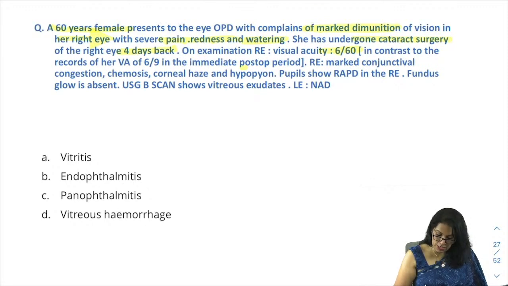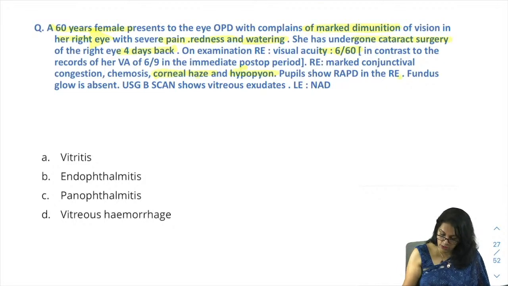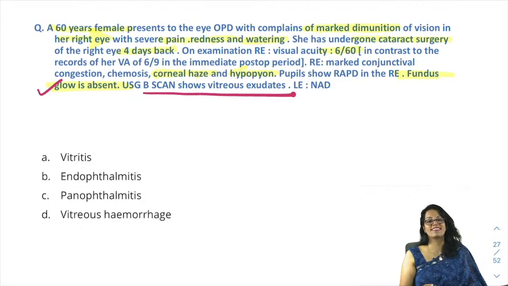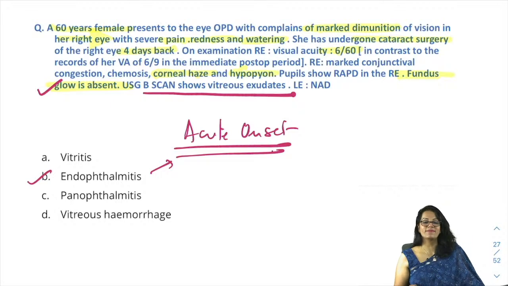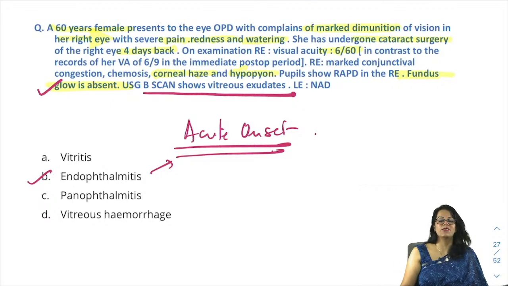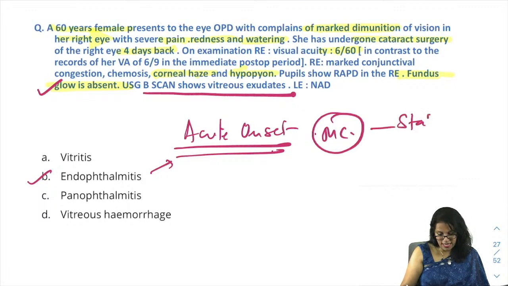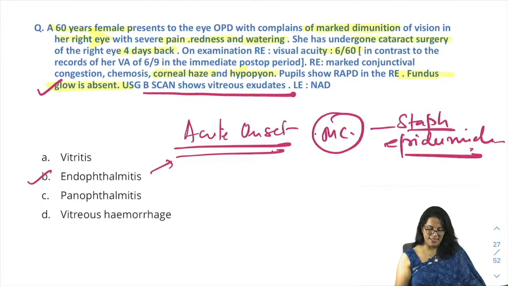Marked conjunctival congestion, chemosis, corneal haze, corneal edema, hypopyon also. Very, very important diagnostic feature. Fundus glow is absent, right? So, the ultrasound B scan is already showing you vitreous exudates. Yes, we are talking about acute onset endophthalmitis after cataract surgery. Okay? So, this is acute onset endophthalmitis. What is the most common cause of acute onset? I hope you remember, it is Staph epidermidis. And late onset is Propionibacterium acnes.